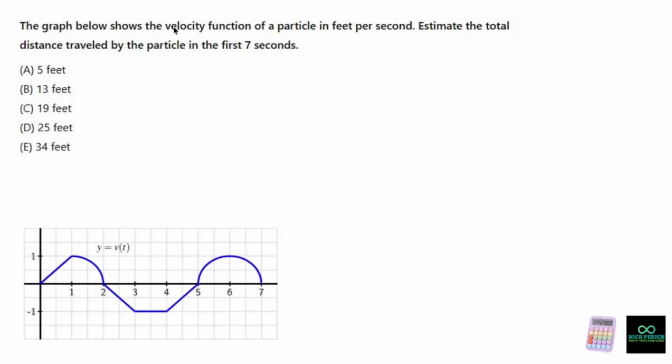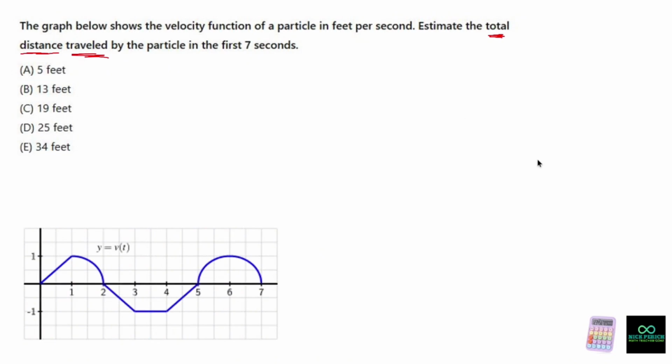The graph below shows the velocity function of a particle in feet per second. Estimate the total distance traveled by the particle in the first 7 seconds. All right, first things first. They don't want where we're at. They want the total distance traveled.